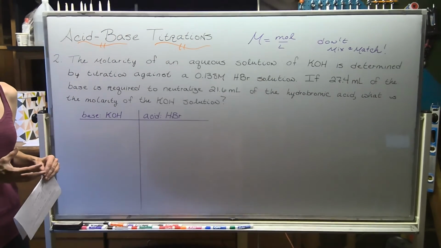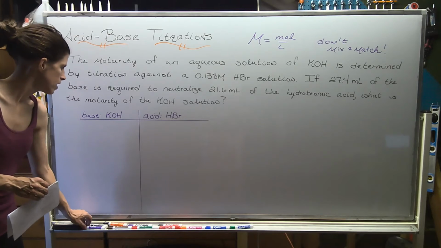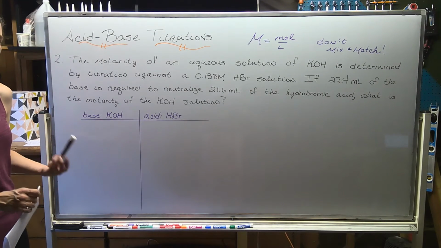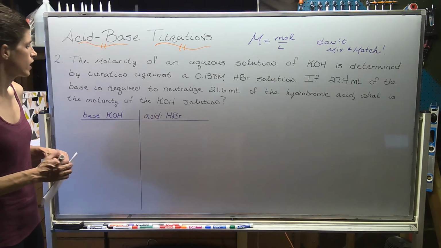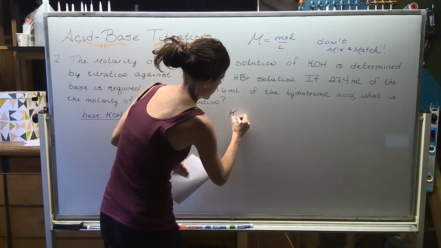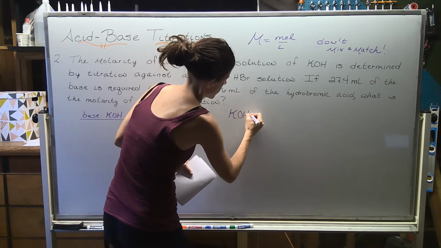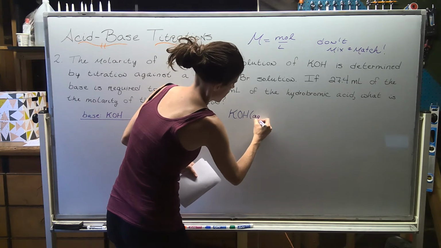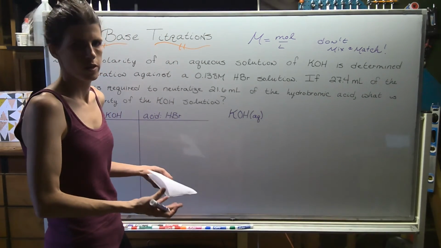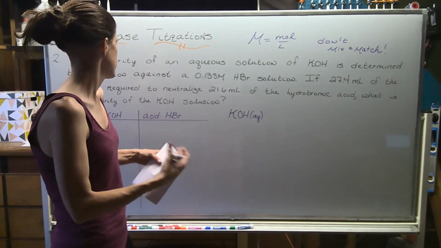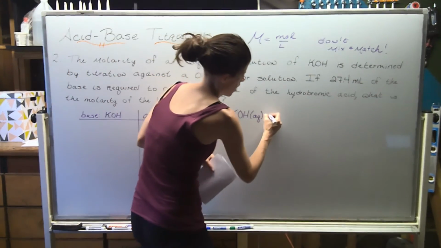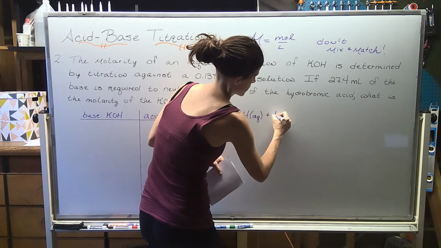Another one of these acid-base titration problems. In this one, we have potassium hydroxide and hydrobromic acid. So the first thing I'm going to do is write a balanced equation. I know that both of these species are aqueous. And when we do titrations, we typically deal with aqueous solutions. But it's always nice to think about our solubility rules and make sure that it still applies.